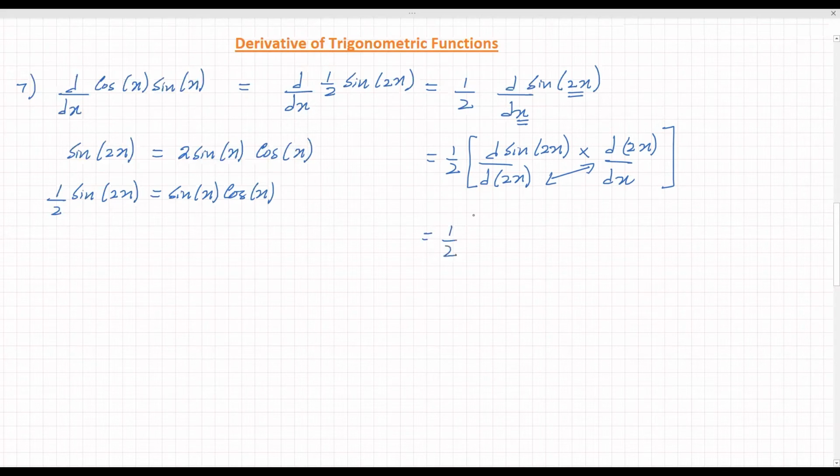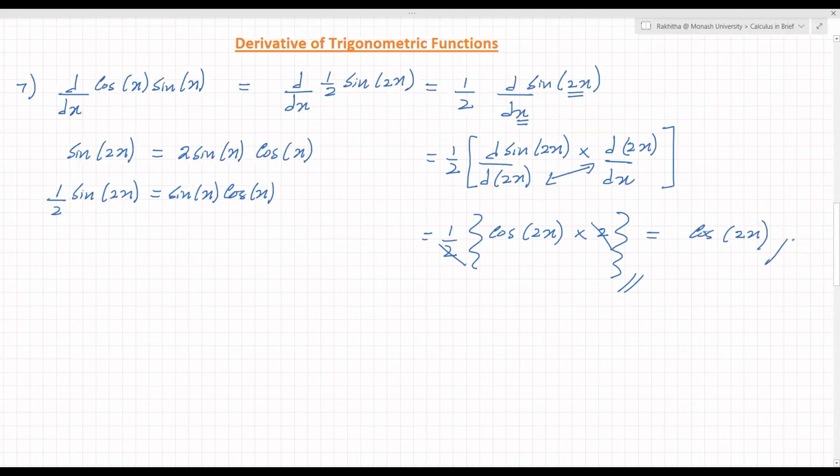So you have half here, and then d/d2x of sine 2x is going to be cosine 2x, multiplied with d/dx of 2x, which would be 2, and that would be your answer. So here, if you want, you can cancel these two off, and you have the final answer, which is cosine 2x. And that is going to be the answer to that question.